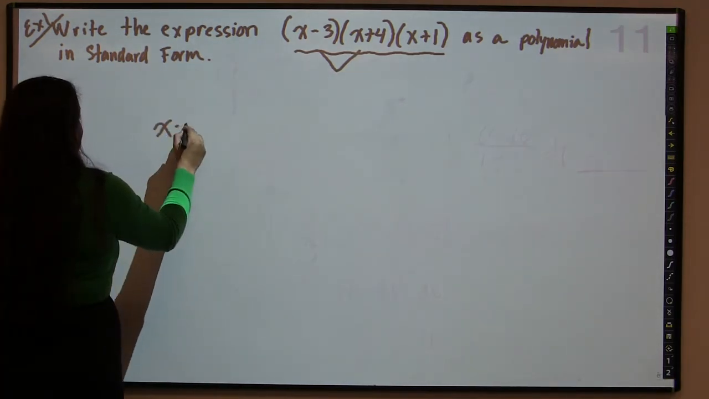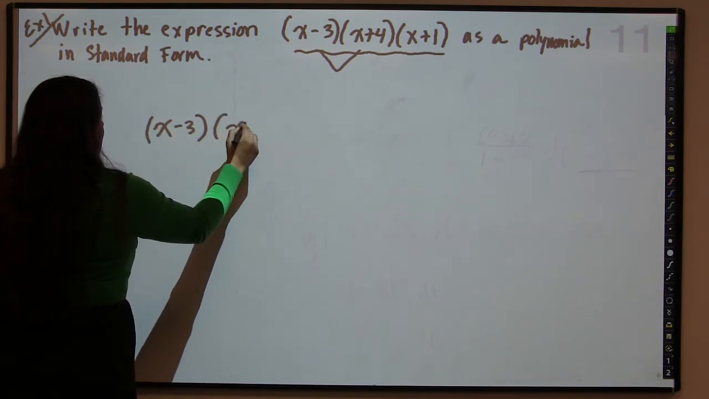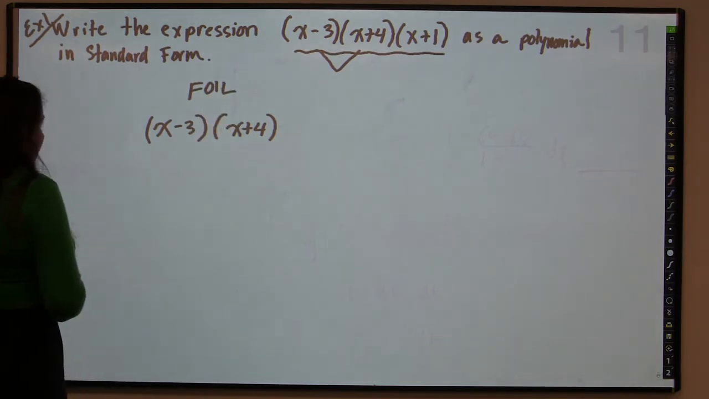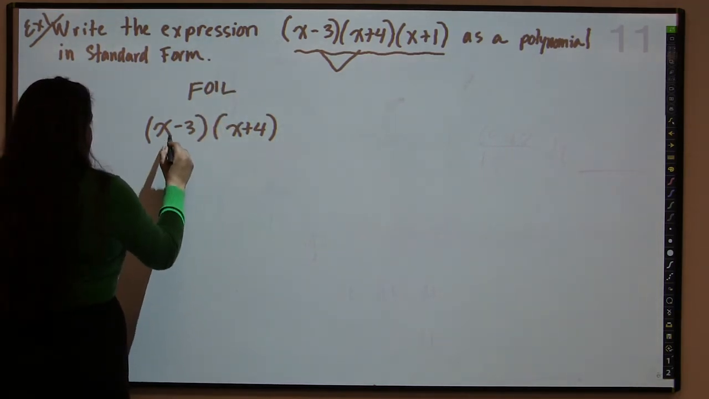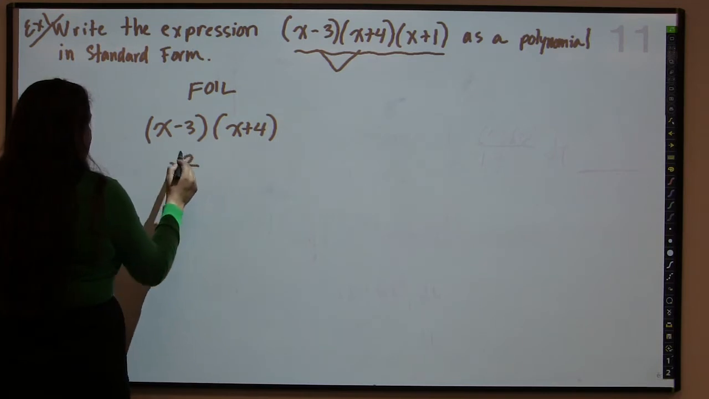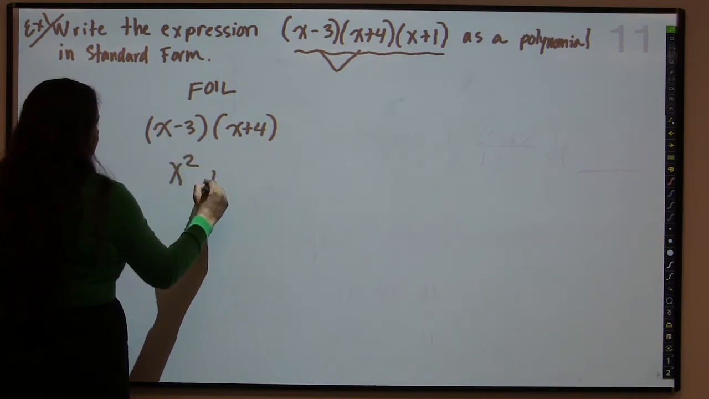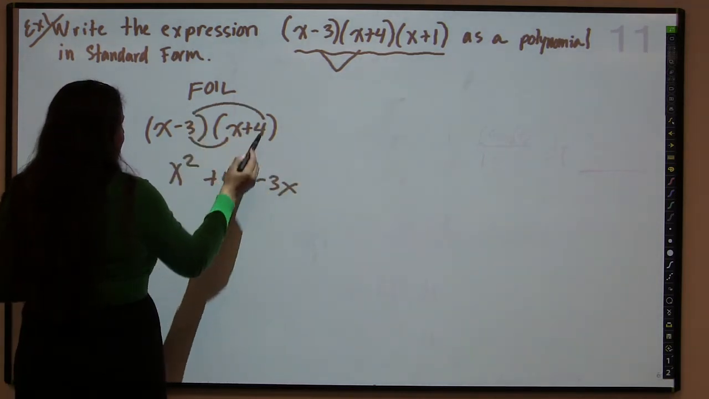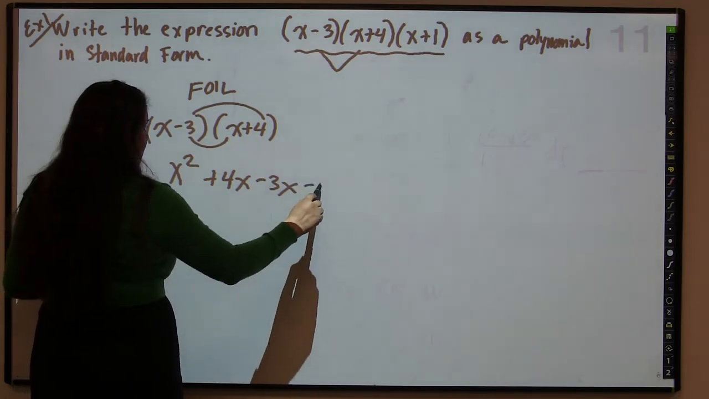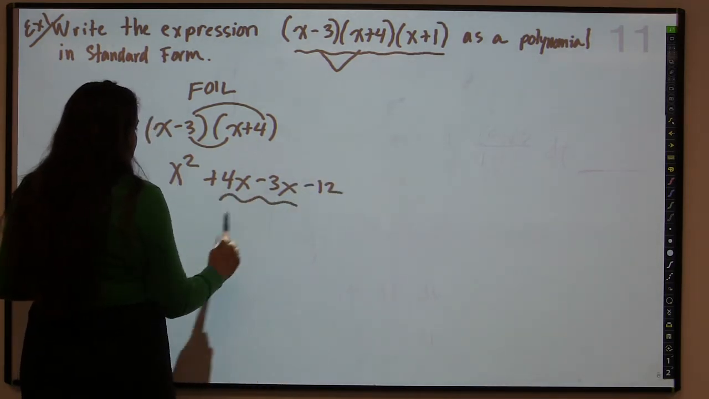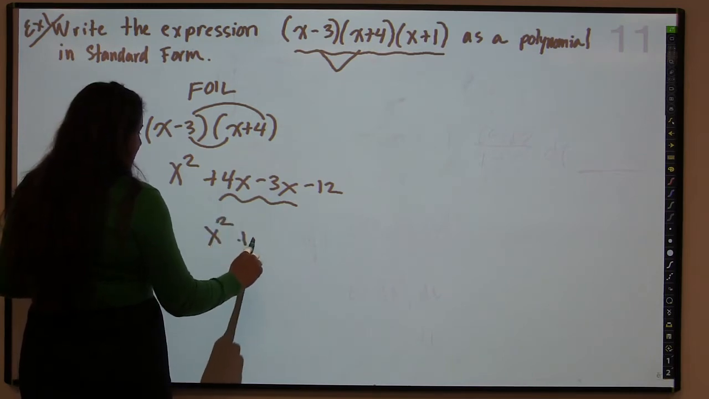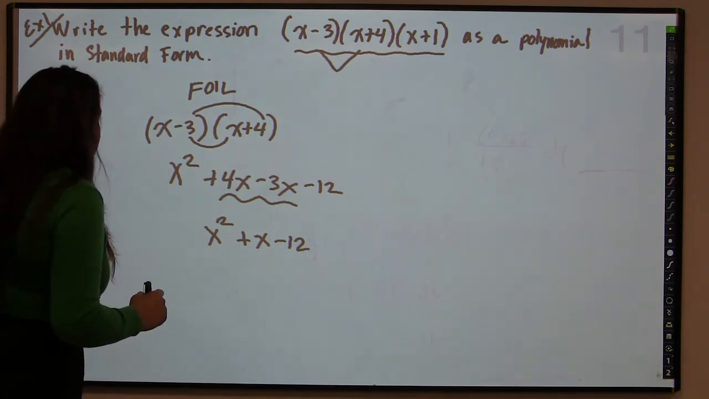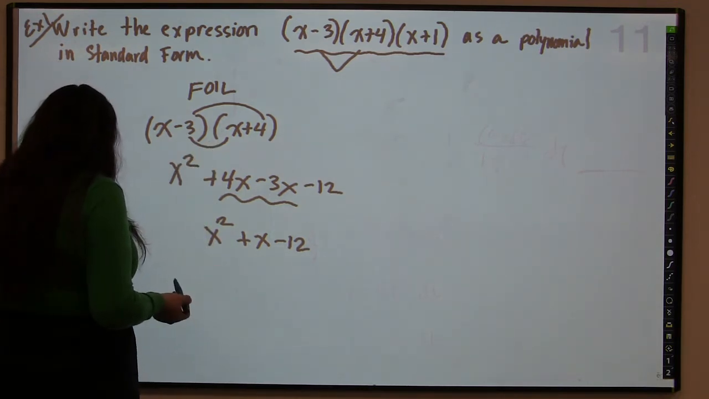So we're going to take the x minus 3 and the x plus 4, and we're going to FOIL it. And so x times x is x squared. That's first times first. Outside times outside is going to be 4x. The inside is going to be negative 3x. And our last times last is negative 3 times positive 4, which is negative 12. We can combine our like terms here, and we get x squared plus x minus 12. That is the multiplied version of the first 2 factors, but we have one more factor to go.